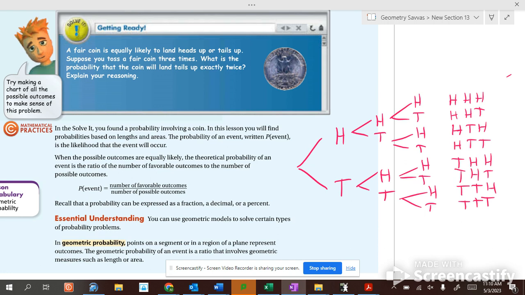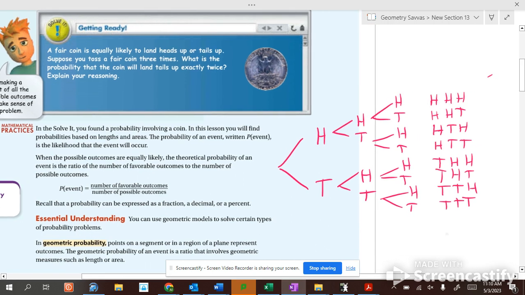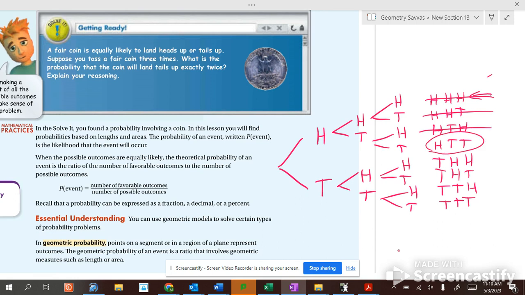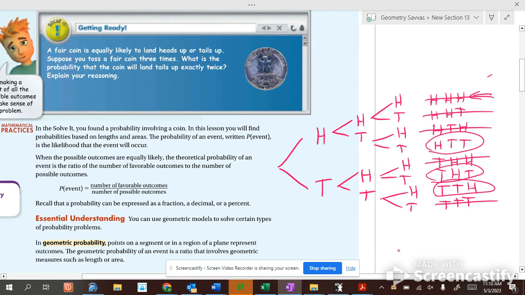All right. So it says, what's the probability the coin will land tails up exactly twice? Exactly twice, tails up. Is this tails up exactly twice? This one? No. This one? Yes. This one? No. This one? Yes. This one? This one? No. So it would be 3 out of the 8. Probability, number of outcomes you're looking for out of the total number.